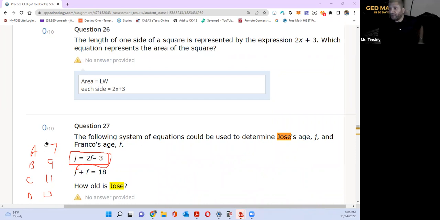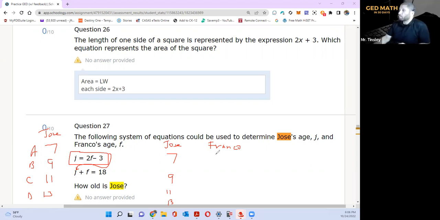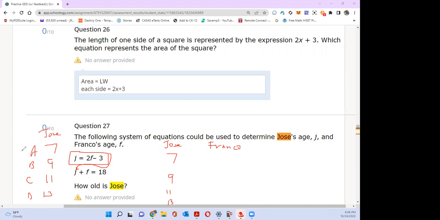So if these are Jose's ages, watch this. If you know both of them equal 18, and this is Jose's age, so 7, 9, 11, and 13. For the first one, A, how old would Franco be if Jose was 7? Not 13, because 7 plus 13 is 20. 14? No, 7 plus 14 is 21.